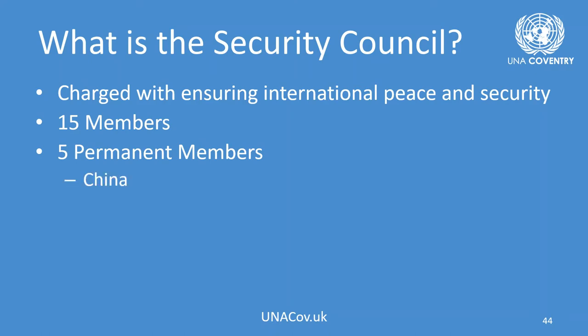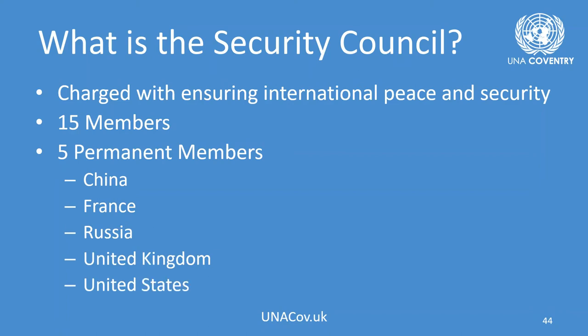Five of them are permanent: China, France, Russia, the United Kingdom, the United States. And so we notice that the United Kingdom has a special role within the Security Council. Those five permanent members have a veto over any motion, any resolution which is put to the Security Council. In other words, they can stop anything. The other 10 members, who are elected from the General Assembly, cannot do that. It's only those five permanent members. And in fact, they were the victorious nations after the Second World War.